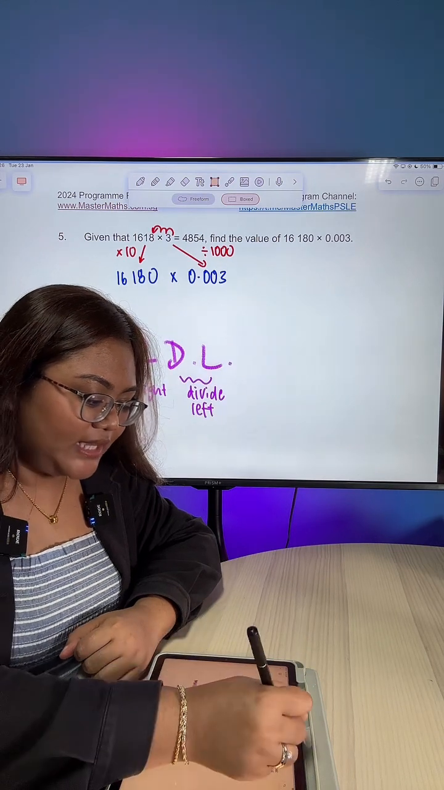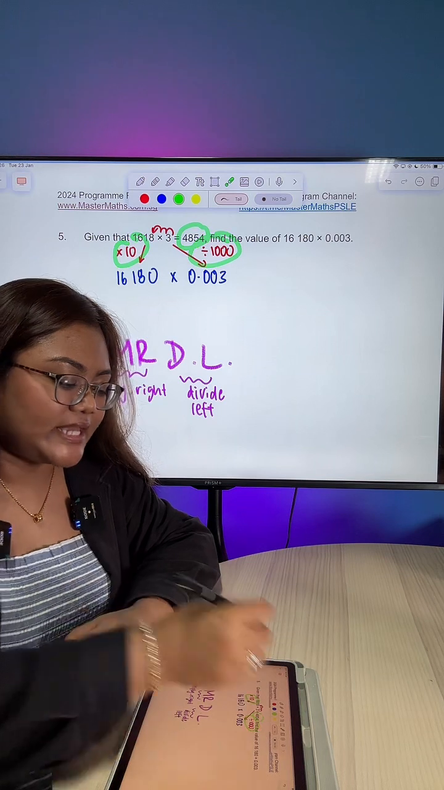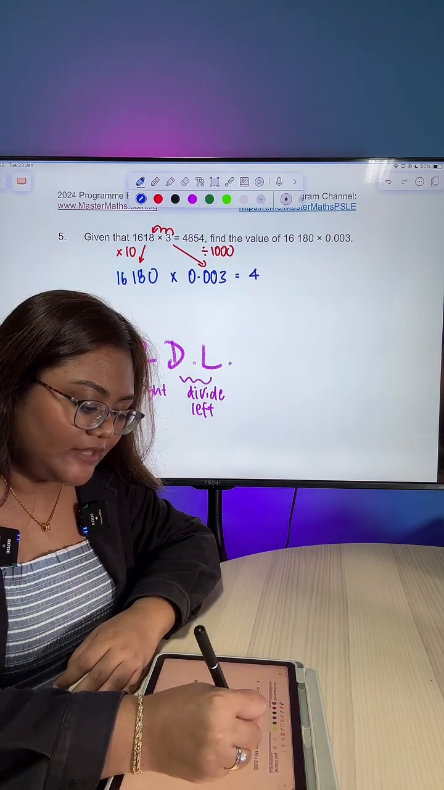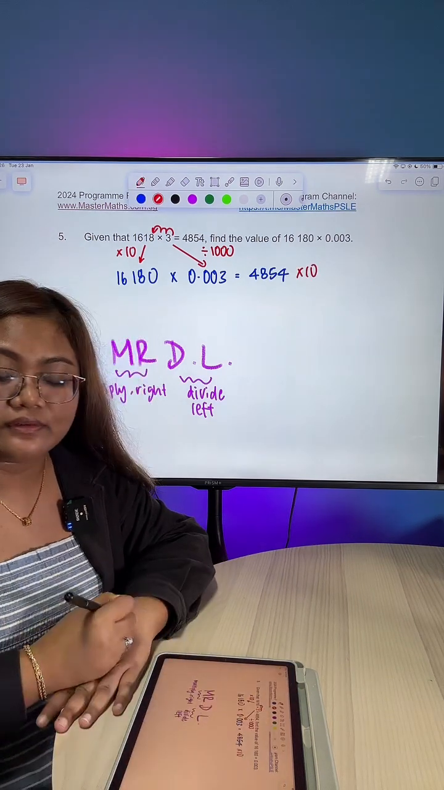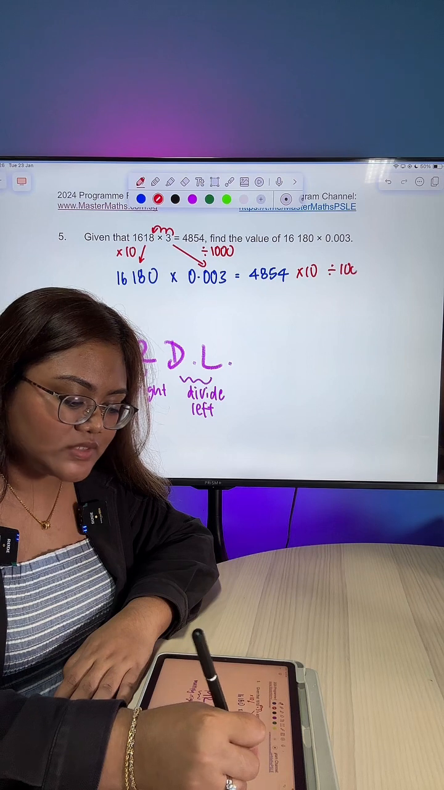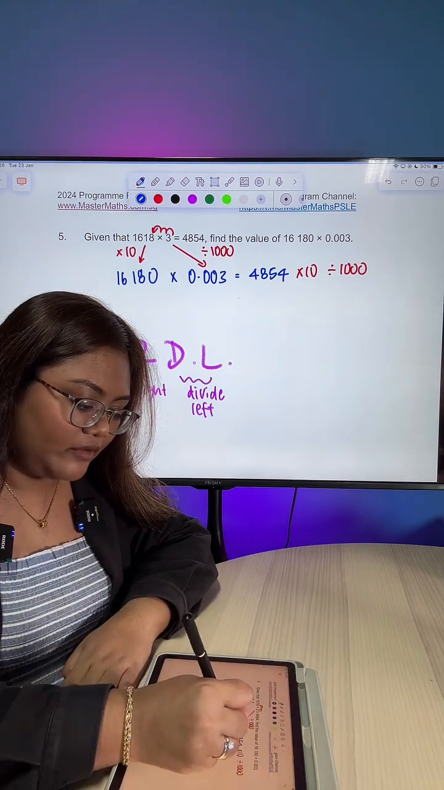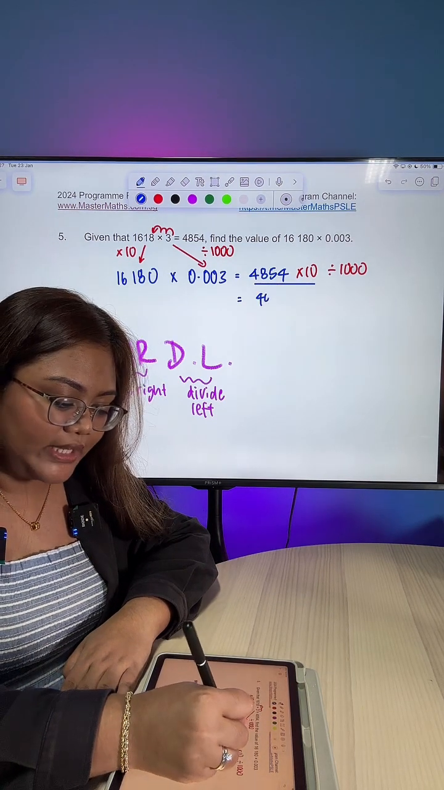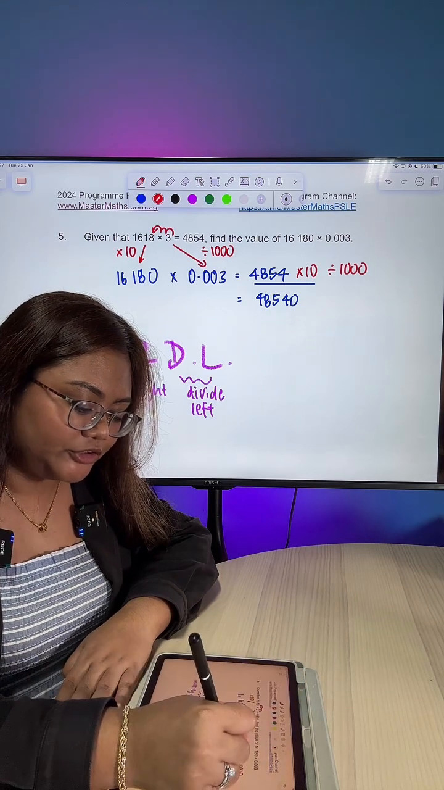So, from here, I know that my answer, I need to do these two things. I need to times 10 and then I need to divide by 1,000. So, all I'm doing is taking 4854, I need to times 10 and then I need to divide by 1,000. Can follow? So, I'm doing it step by step. 4854 times 10 will give us 48540 and then I divide by 1,000.